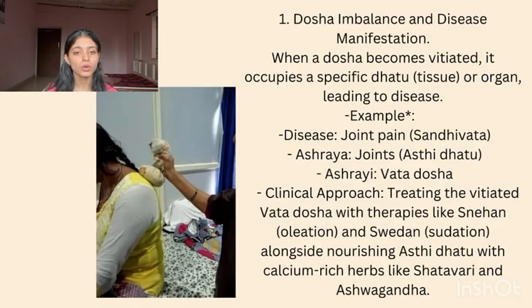By understanding this concept, Ayurvedic treatments aim to restore harmony between the doshas and dhatus. Dosha imbalance and disease manifestation: when a dosha becomes vitiated, it occupies a specific dhatu or organ, leading to disease. For example, the disease caused is joint pain, that is sandhivata. So the ashraya will be the joints, that is the asthi dhatu, and the ashrayee will be the vata dosha. Talking about its clinical approach, treating the vitiated vata dosha with therapies like snehan and swedan, alongside nourishing the asthi dhatu with calcium-rich herbs like shatavari and ashwagandha.